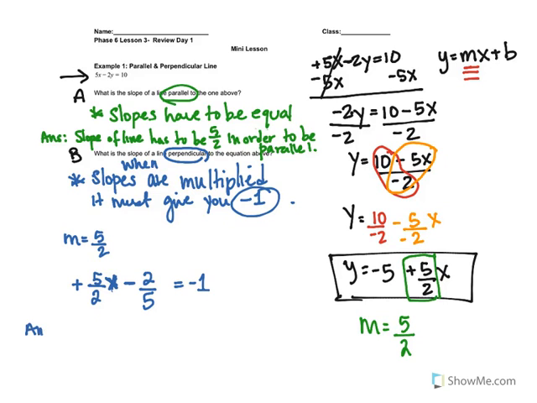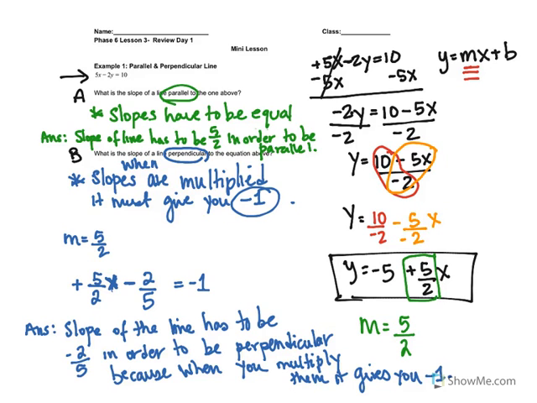So for my answer, I can say anything along the lines of, the slope of the line has to be -2 over 5 in order to be perpendicular, because when you multiply them, it gives you -1. If I multiply 5 over 2 times -2 over 5, it has to give me -1.